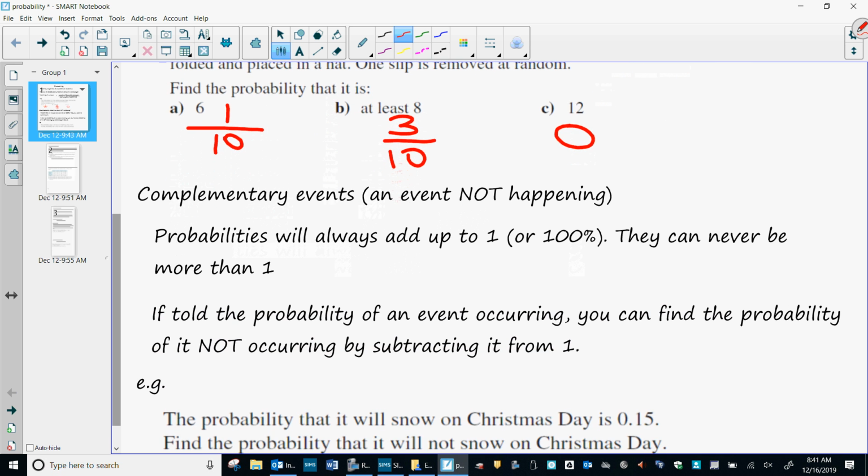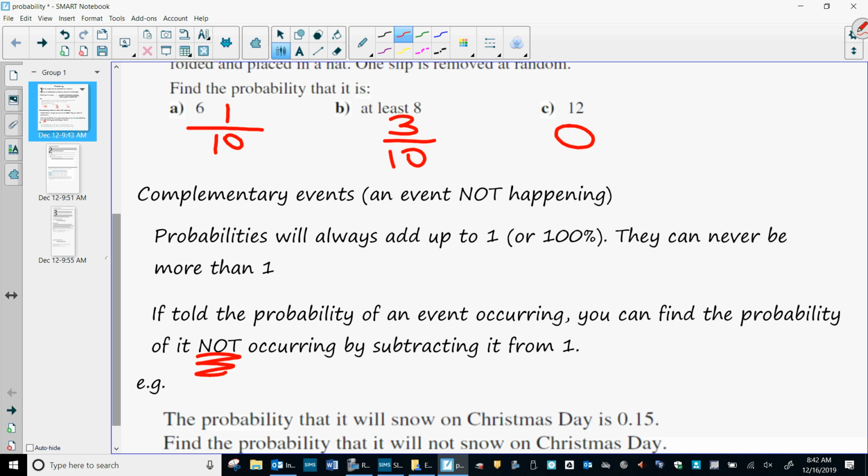Complementary events. This is akin to sets and Venn diagrams, in that when something is not happening, it's called complementary. We know probabilities add up to 1. So if you are talking about the probability of an event happening, and then the probability of an event not happening, those two probabilities have to add up to 1. Now you've got to be very careful with the event not happening.